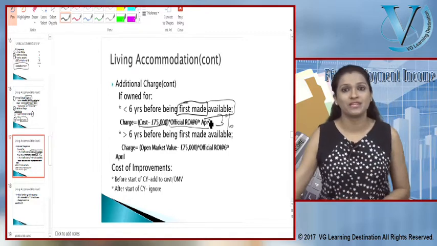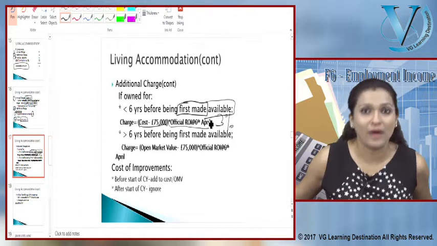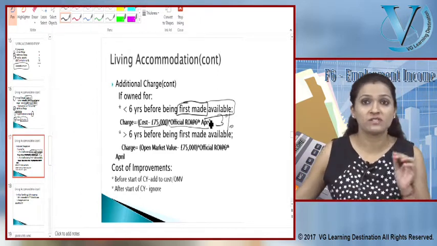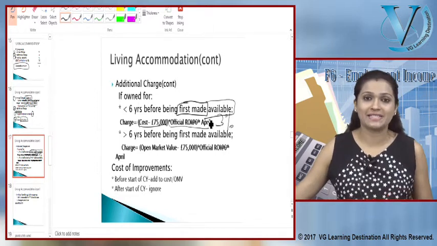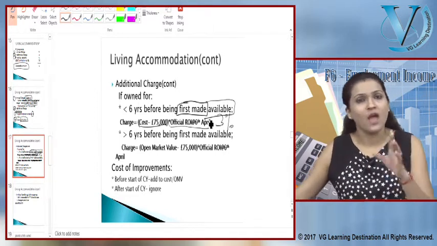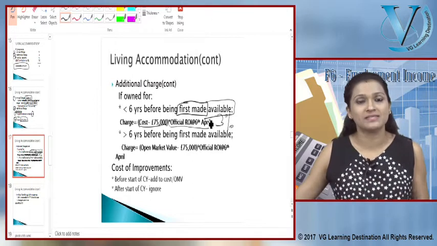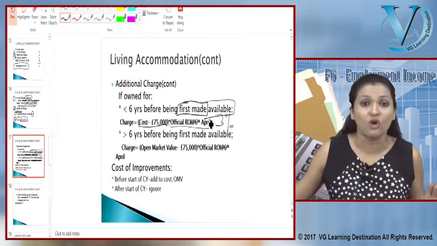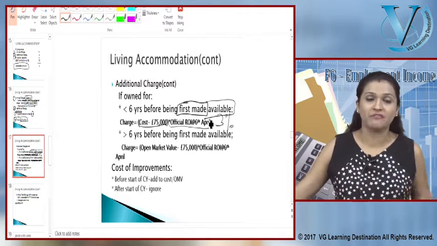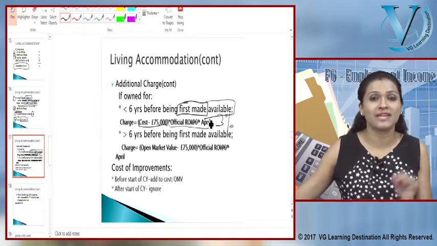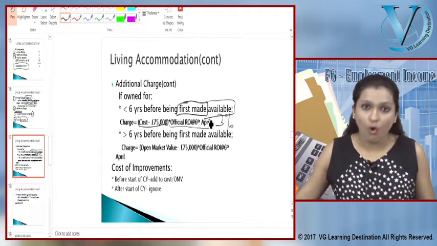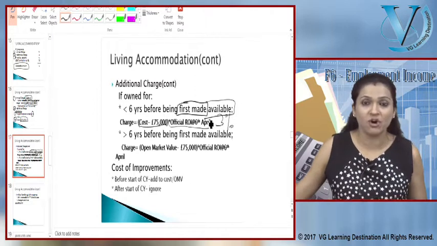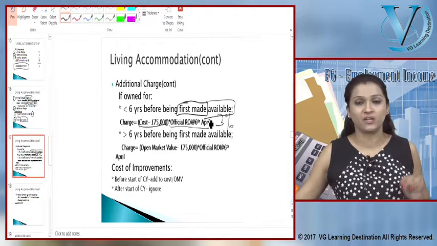Now, what is going to be the additional charge if the property, when first made available, was more than 6 years ago? So if this was more than 6 years ago, what is the additional charge that we are going to levy? What do you reckon? I mean, use your common sense. If the property was first made available more than 6 years ago, so it's been quite a considerable time frame, how relevant do you think this historic cost is going to be? Obviously, it is not going to be relevant cost. It is going to be obsolete cost. It is not going to be the up-to-date cost, right?